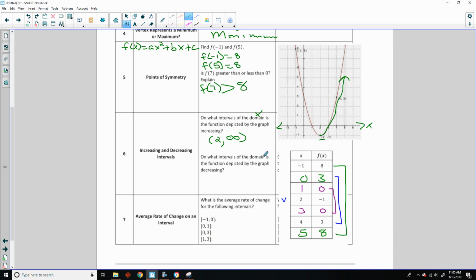On what intervals of the domain is the function depicted by the graph decreasing? Well, decreasing is when the function is going down, down, down, and it does that until it gets to 2. So it stops decreasing at 2, so that's my last point. But it decreases from negative infinity all the way down to 2. So those are the intervals of increase and decrease.